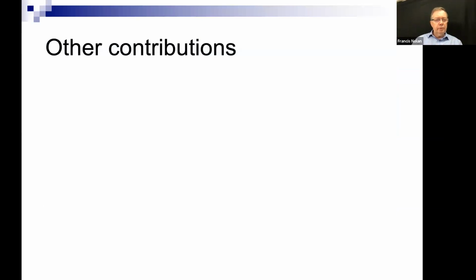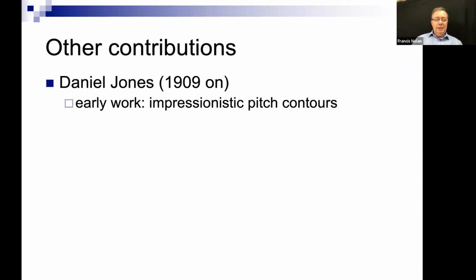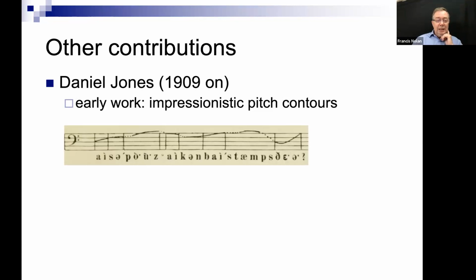Other people you might have heard of, other contributors to intonation. Well, you'll have heard probably of Daniel Jones, who was one of the leading lights of English phonetics in the first half of the 20th century. Now, he did some early work making very impressionistic records of pitch contours. And he did this actually by using a phonograph, an early gramophone, and lifting the needle after each bit that he wanted to transcribe. And he came up with these very impressionistic attempts to record the pitch movement in an utterance.